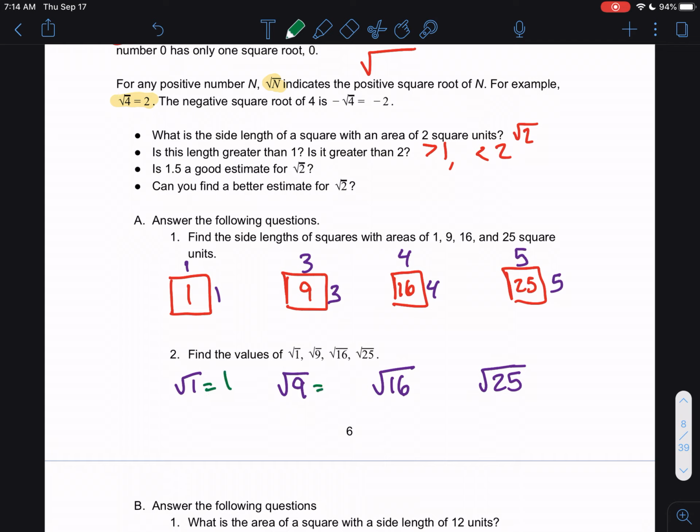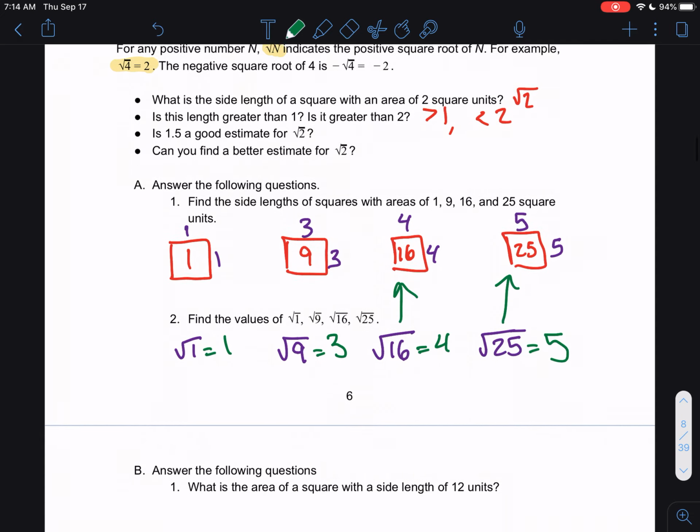The square root of 9 is 3. The square root of 16 is 4, and the square root of 25 is 5. You can even think of the radical symbol as a square. The radical is the same thing as the square root symbol. So know that. Okay, moving on.